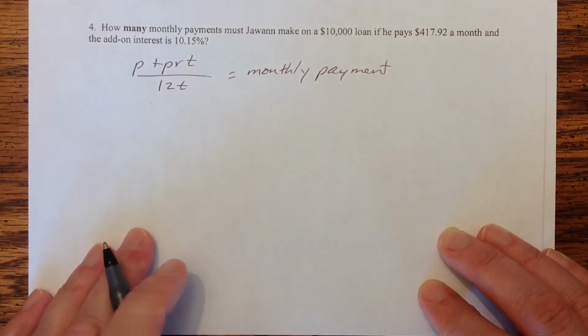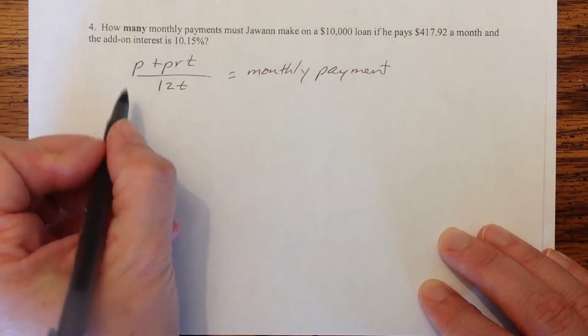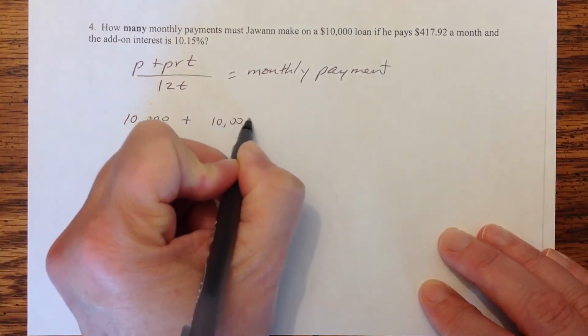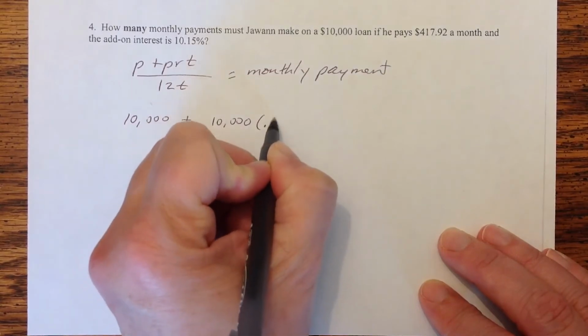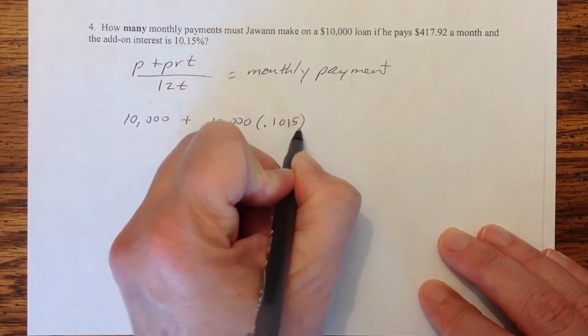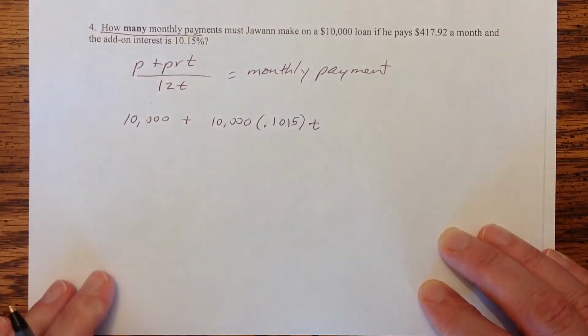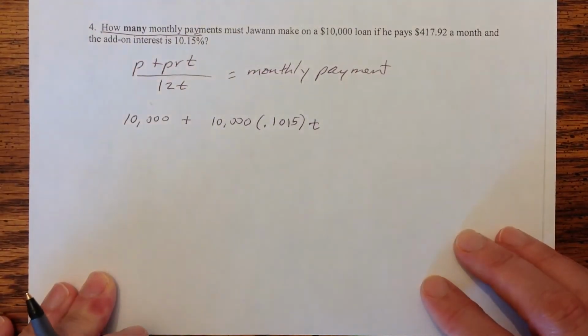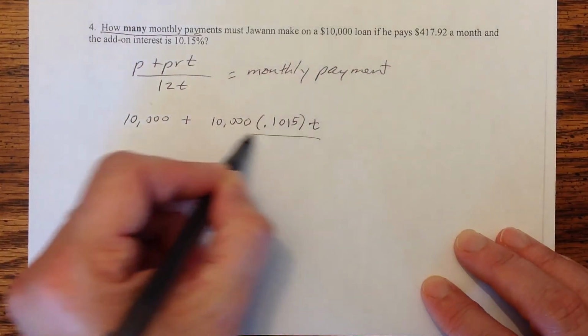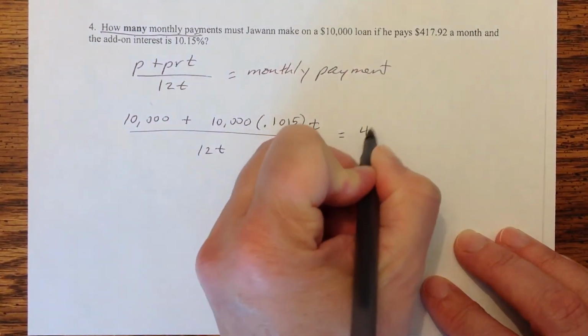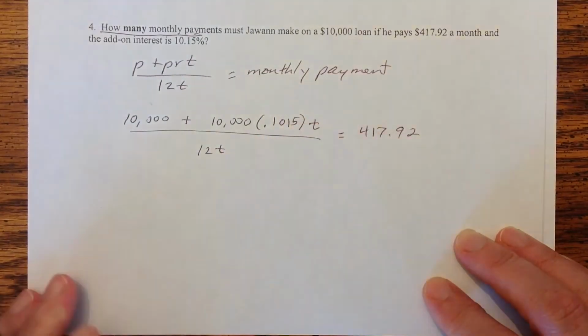So we need to plug in what we know. We know that this is 10,000 plus 10,000 times 0.1015 times T, because how many monthly payments we're looking for is time, over 12T equals 417.92.